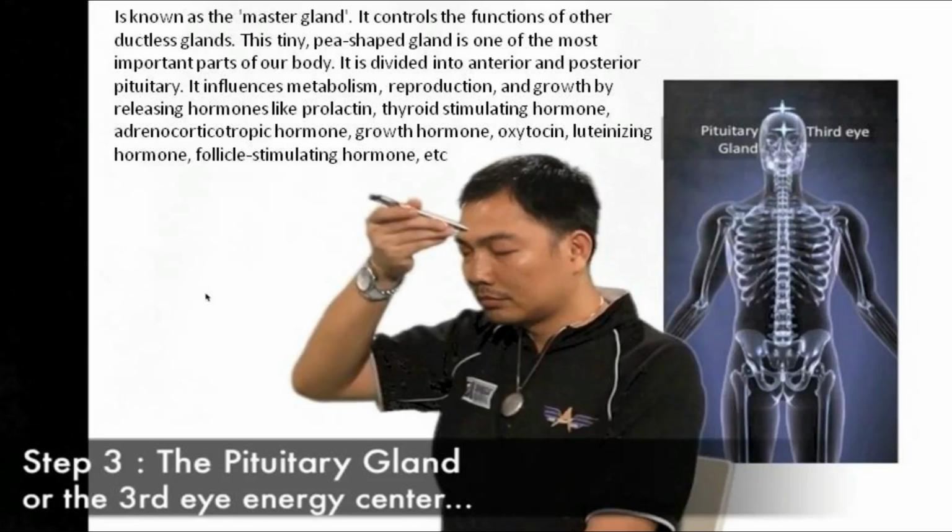Right. The third step is the pituitary gland. The pituitary gland is between the 2 eyebrows, right at the front of your face, at the forehead. Pituitary gland is also known as a master gland. It controls the function of other ductless glands. It's divided into anterior and posterior pituitaries. It influences metabolism, reproduction, and growth by releasing hormones like prolactin, thyroid stimulating hormones, growth hormones, and all other types of hormones. So it's a very, very important gland in your body.